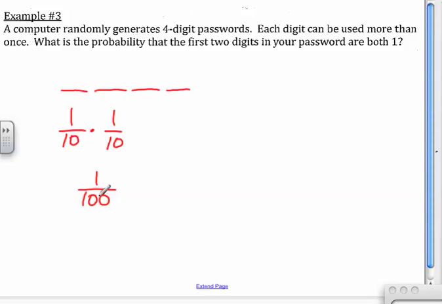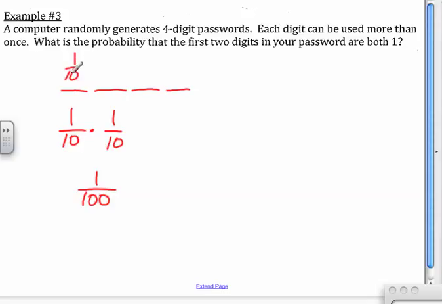But let me ask you this. What's the probability that I'm going to choose the numbers 1 and 4? What's that probability? 1 out of 100. No. Not 1 out of 100. Let's think about this. What's the chance that the first one's going to be a 1?